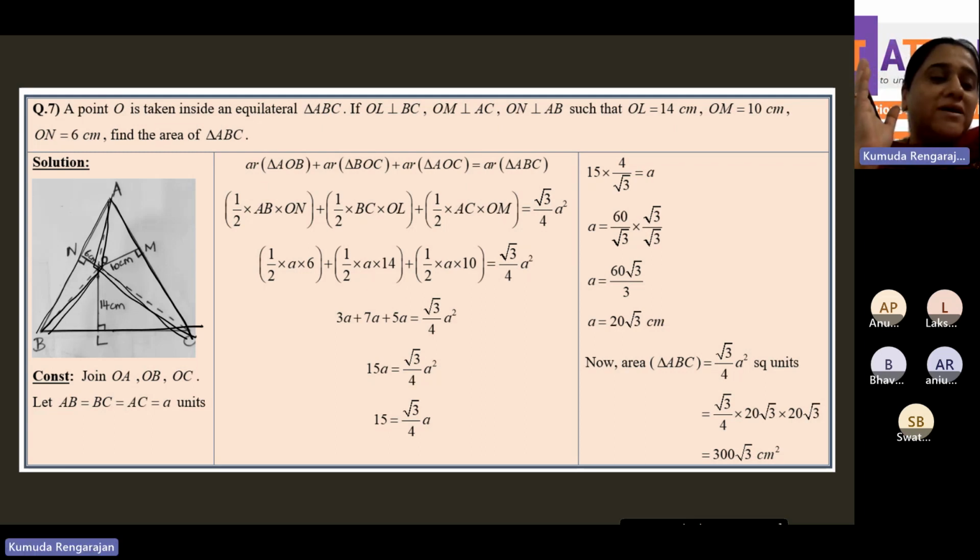Okay, so area of triangle AOB plus area of triangle BOC plus area of triangle AOC is equal to the area of the whole triangle ABC, correct? That's the equation. That's it. All right, children. So how do you find the area of the triangle AOB? Half base into height.